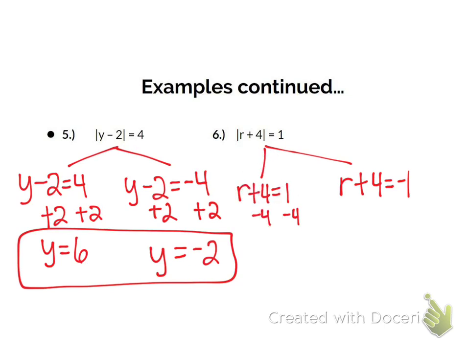So on my first equation, what do I get for R? R equals... Close. Liam? Negative 3. Again, on the other one, we're still subtracting 4 on both sides, and we get R equals, what is it? -5.